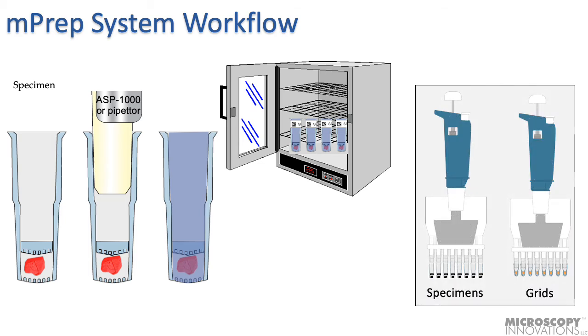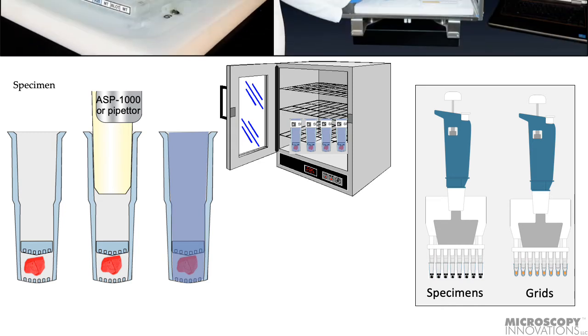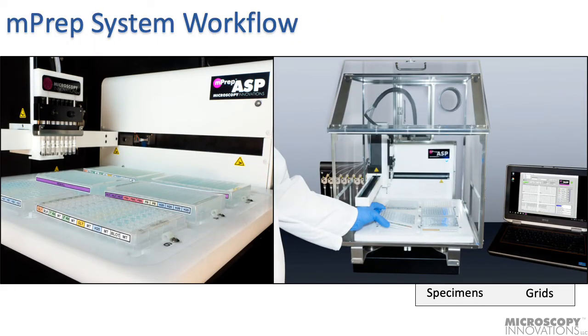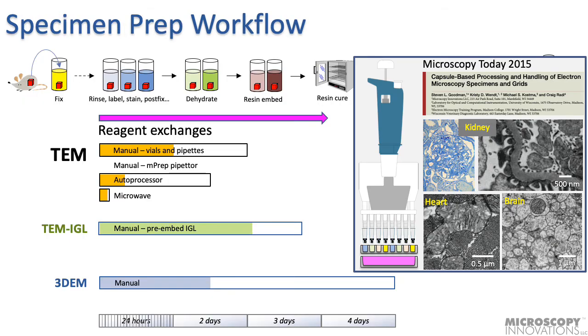Manual reagent exchanges may be done with 8 or 12 specimen or grid capsules at a time using multi-channel pipetters. Here an 8-channel unit is shown. But for the greatest efficiency and speed, all reagent exchanges, rinses, and agitations are done automatically with the ASP, the automated specimen process. Now I'll examine the metrics for MPrep system workflows.